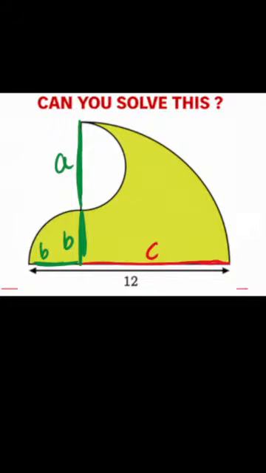A plus B is equal to B plus C. A plus B is not equal to B plus C. How is it going to be equal? Look, this is C, the radius, and this is also C because it is a radius. So you can see that C is equal to A plus B.